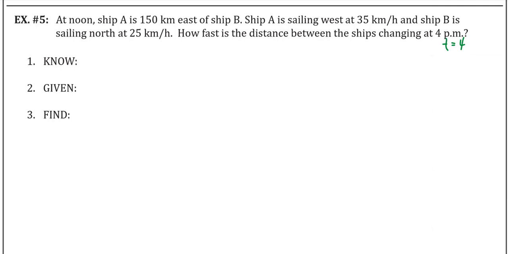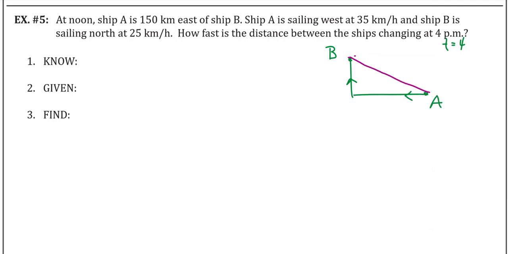So what we have here is ship A is right here in the water, and it is traveling east. And at the same time, ship B is moving north this way. Because ship A is traveling this way and ship B is going this way. So what we want to find is how is this distance between them changing? That is our rate of change.